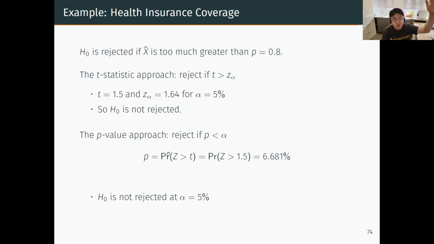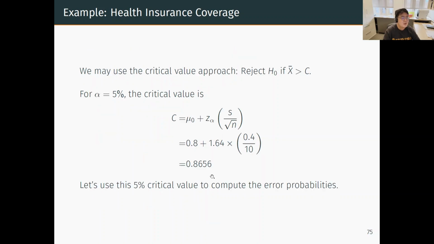If you take the p-value approach, you are going to calculate the probability on the upper tail, because you reject on the upper tail. So you calculate the probability greater than the t-statistic 1.5. That is 6.681%. So the p-value is 6.6%, which is greater than the 5% significance level. So in either case, the null hypothesis is not rejected.